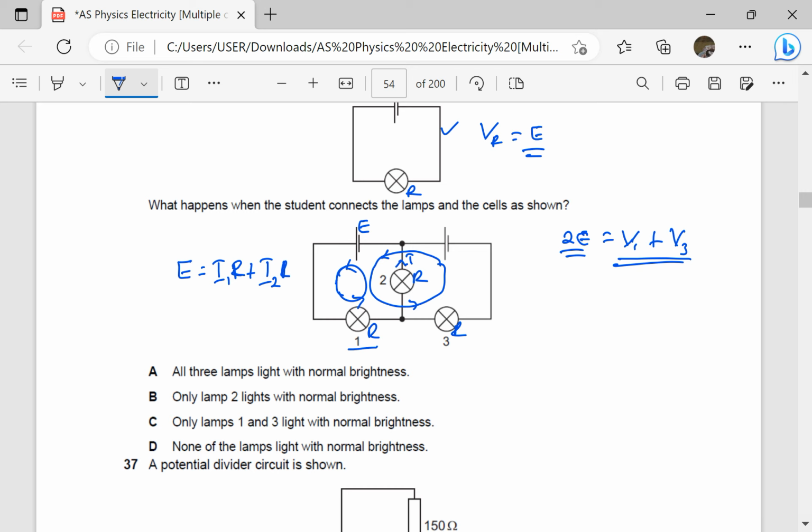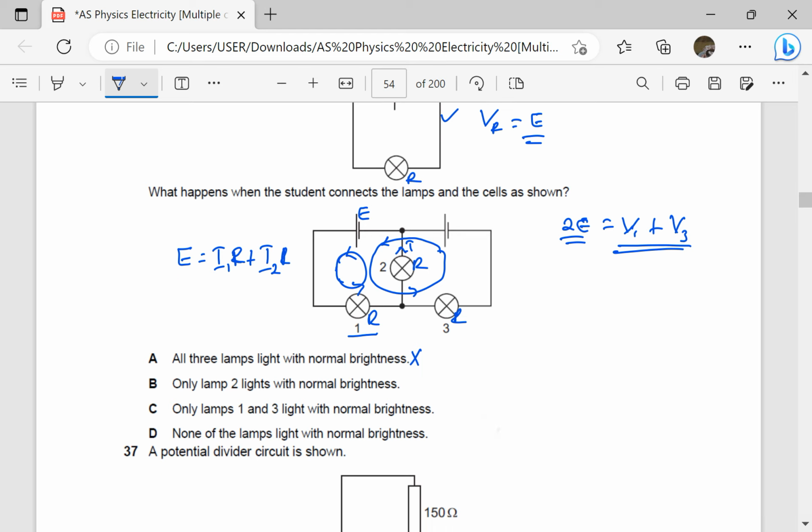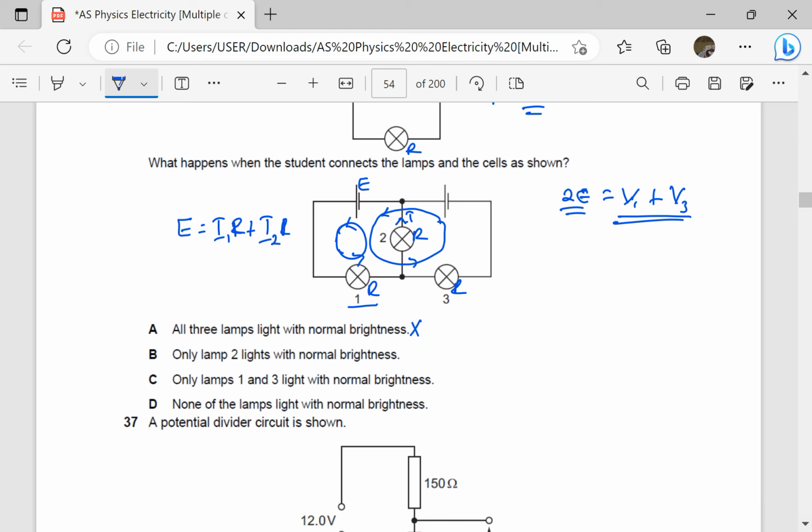Okay, so let's see what happens when the student connects the lamps and the cells as shown. Number 1, all 3 lamps light with the normal brightness. That is not possible because we have seen that the PD across them is less than the EMF. We have seen the PD across 1 is when they are like this, and the PD across 2 is less than the EMF. Only lamp 2 lights with normal brightness. That will also not be true because the PD across it is already less than E.